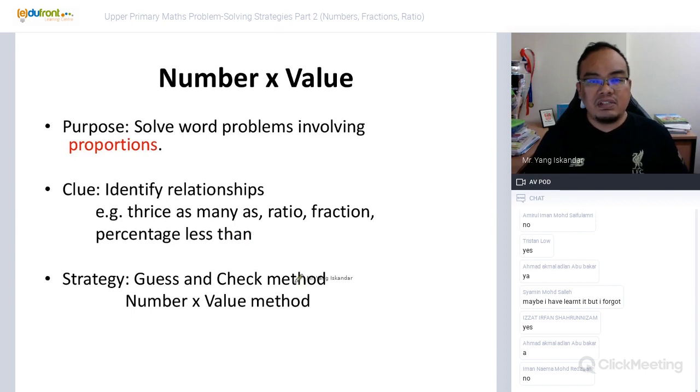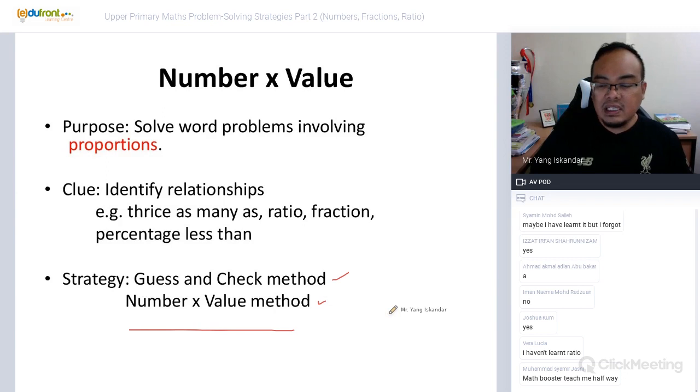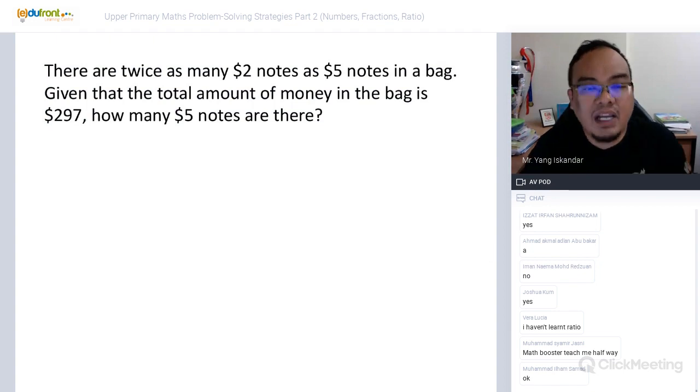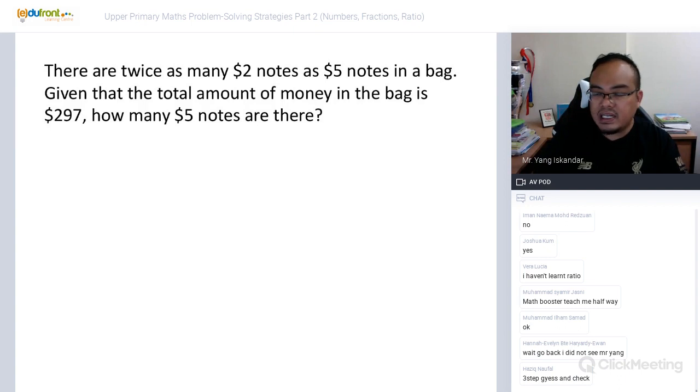For the strategy, you can use guess and check or the number times value method. Guess and check is the traditional method, but I'm going to teach you a shortcut method called number times value. Now let's take a look at this problem. This is an easy problem, I think a primary 3 question. Now I want all of you to solve this. I give you 2 minutes to solve. You can use your paper, whatever method you want to use, no problem.